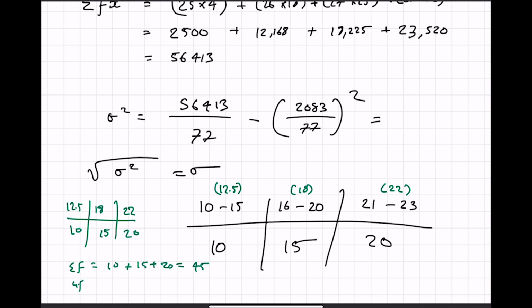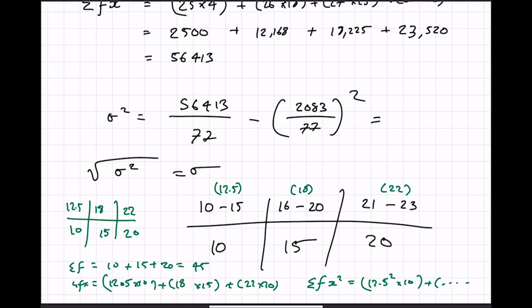Sum of fx would be 12.5 times 10 plus 18 times 15 plus 22 times 20, and then the sum of fx squared would just be 12.5 squared times 10 plus so on, the rest. And then you put that into your equation like before, and that's pretty much it for the standard deviation and the variance. So you can see it's not so bad, even though there's lots of equations.